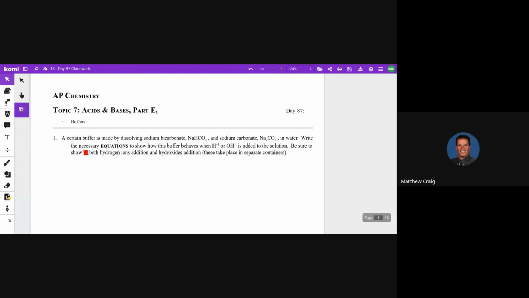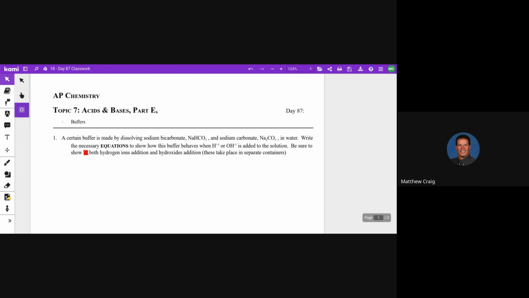I wanted to talk about day 87, and I'm going to move through this pretty quickly. I know that I'm presenting this in class because I have to be out for the day, but also realize that I'm going to link this up to the day 87 classwork so you can look at this, pause it, do what you need to do. But I definitely want you to try this and do this because buffers are a really important concept.